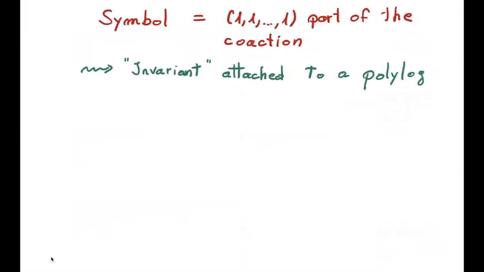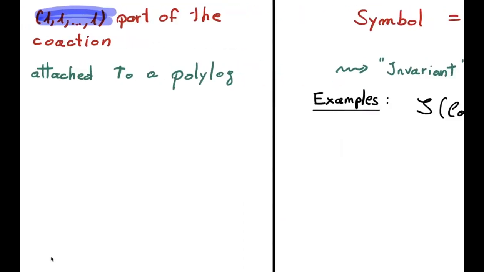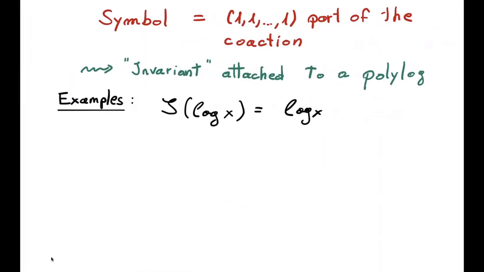In particular, there is a notion of maximal decomposition, if you want, where you've taken a weight n polylogarithm and decomposed it into n weight 1 functions, n logarithms. And that object is called the symbol. You should think of it as some kind of invariant attached to a polylogarithm. For example, the symbol of the logarithm is just the logarithm, because the logarithm is the building block of the whole thing. It's a weight 1 function.